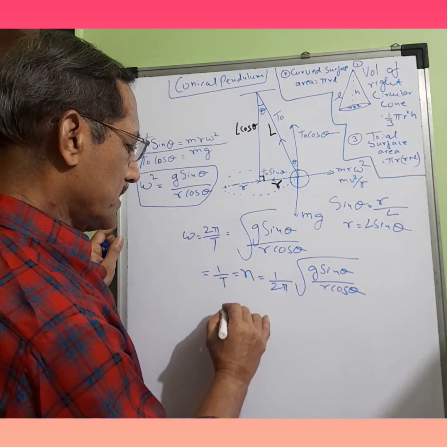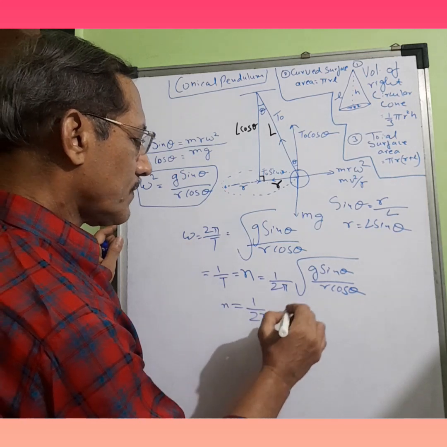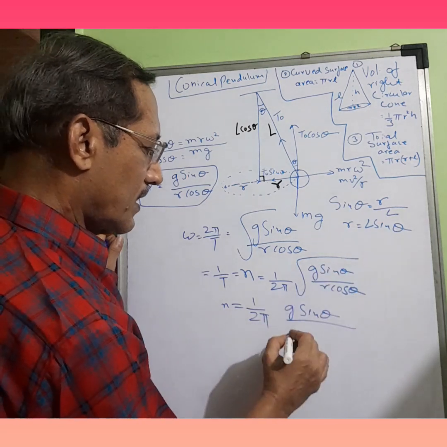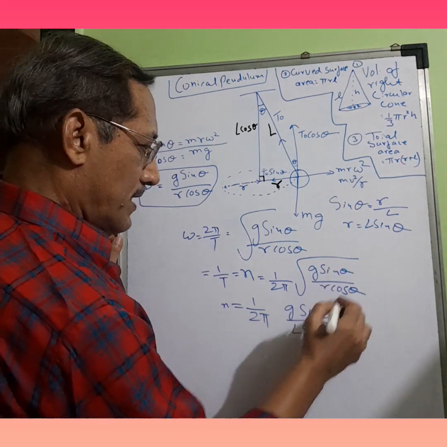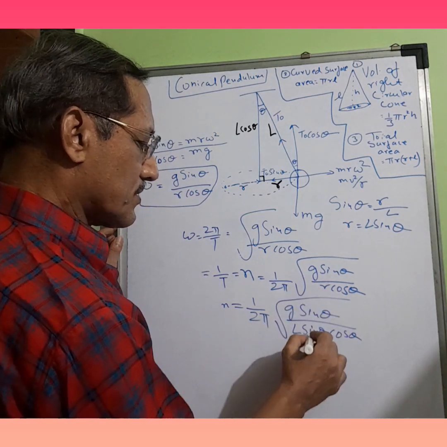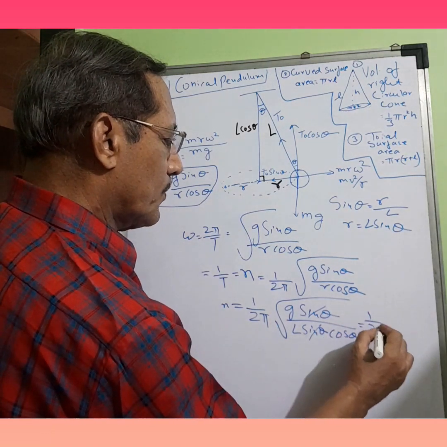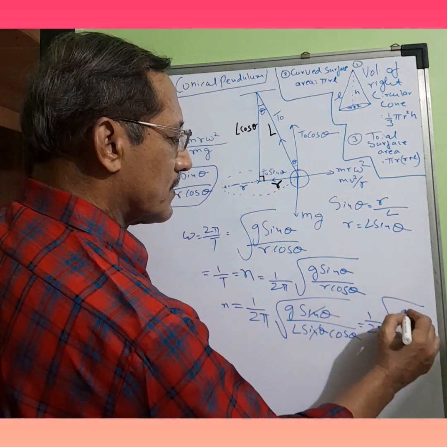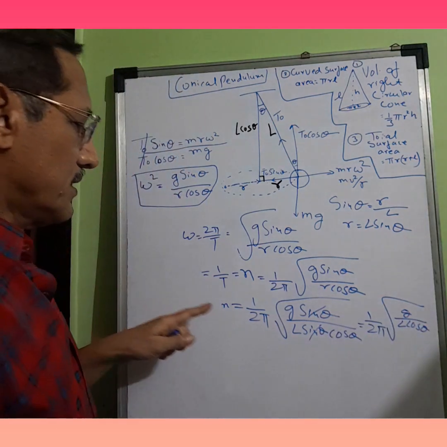So frequency becomes 1 over 2 pi root of g sin theta as it is, and instead of r we write it as L sin theta, and cos theta remains. Root also remains, so this gets cancelled. So now our expression gets converted to 1 over 2 pi root of g remains in numerator, and what we have is L cos theta. Alright, so this is frequency.